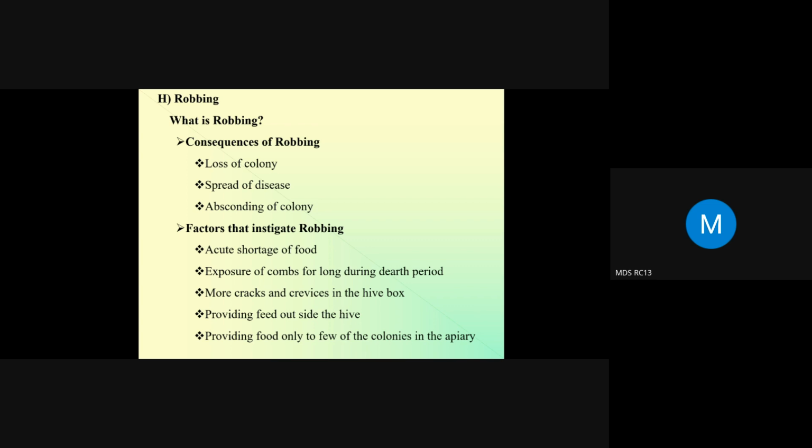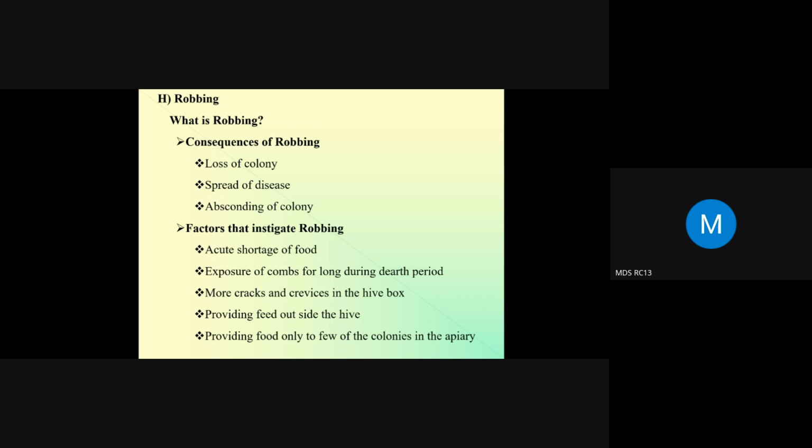Providing food only to a few of the colonies in the apiary. In that period when all the colonies don't have food, if you provide it only to a few colonies, other hive bees may also tend to visit these colonies and rob this food. And this may also lead to death of the colony, fighting between the worker bees. So the strength of the colonies may also be reduced. So you have to give feeding uniformly to all the colonies.